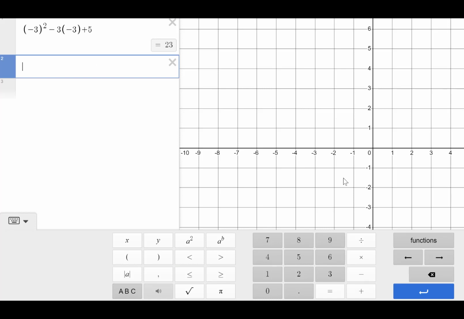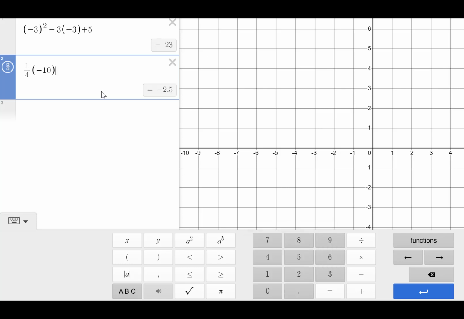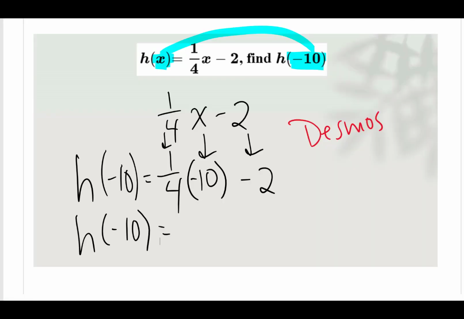Now remember, for a fraction, we're going to use division. So 1 over 4, parentheses, negative 10, parentheses, and then it was minus 2. The answer is negative 4.5, or you can click this button, it's negative 9 over 2. So you can write negative 9 over 2, or negative 4.5.